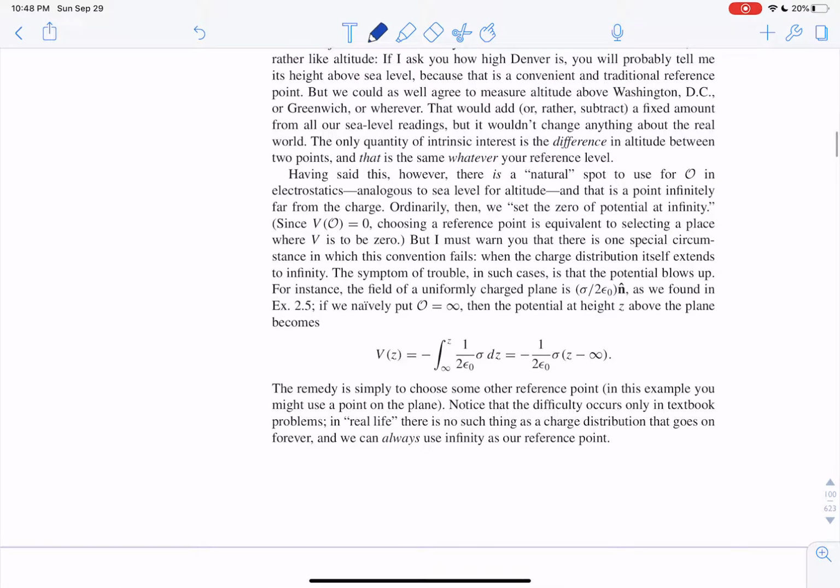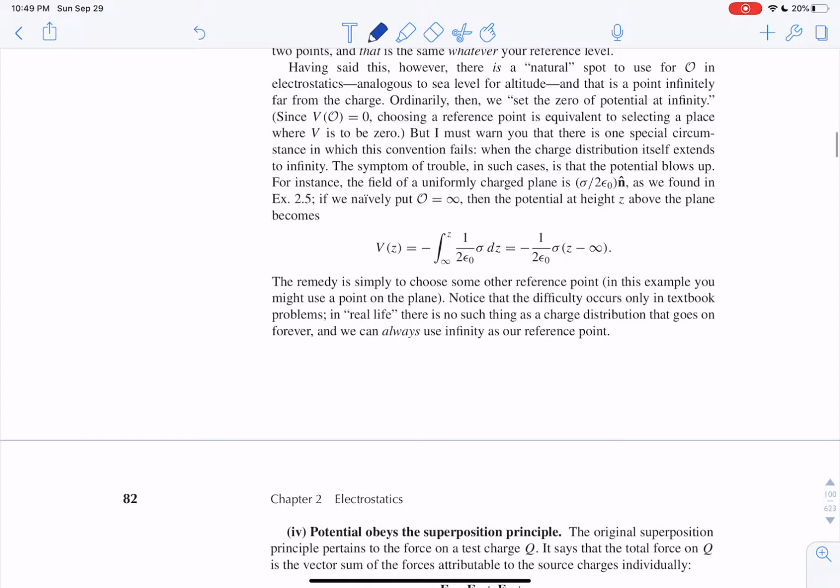The reference point we always use for the most part is to set the potential at infinity to be 0. That way, far away, it's 0, and as we get closer to a point charge, the potential gets bigger and bigger. So that's the idea: we set the potential at infinity to be 0. Then they do an example here of a special case where that doesn't work.